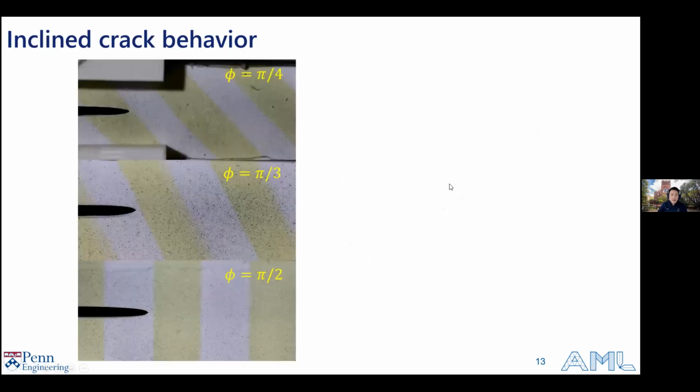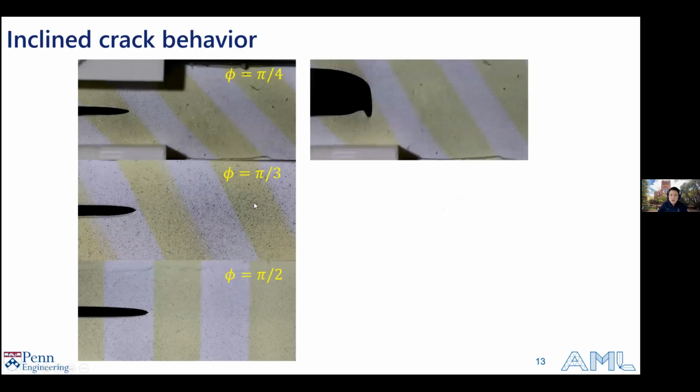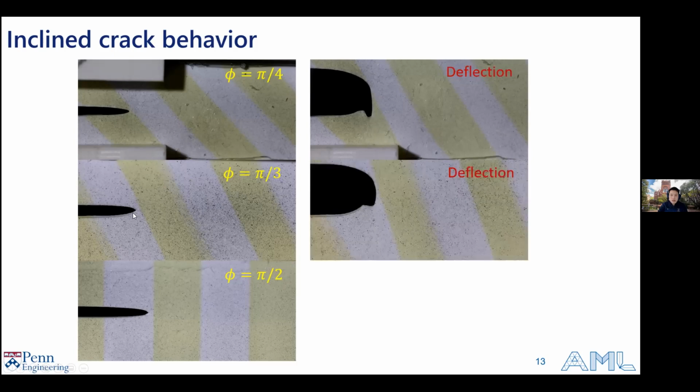Lastly, I want to point out something we observed in this paper, the inclined crack behavior, where the crack is at an inclined angle with the interface. We observed something very interesting: in the case of 45 degrees, we can see these cracks actually deflecting, almost propagating downwards after reaching the interface. In the case of 60 degrees, we also see these deflections. We actually see this all the way up to 75 degrees, where the crack also deflects along this interface.